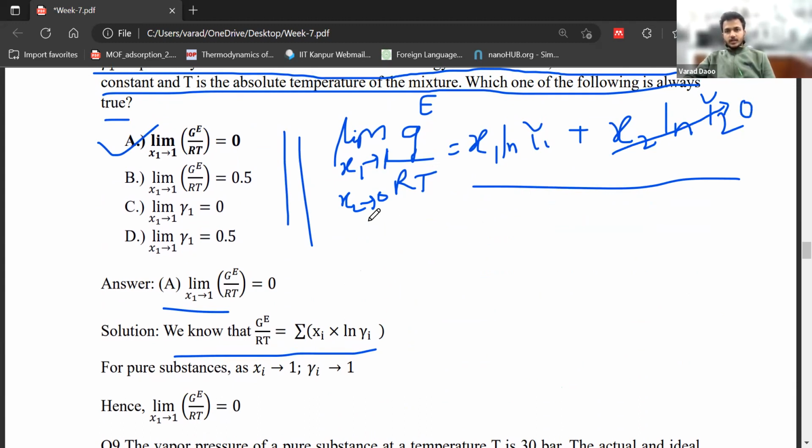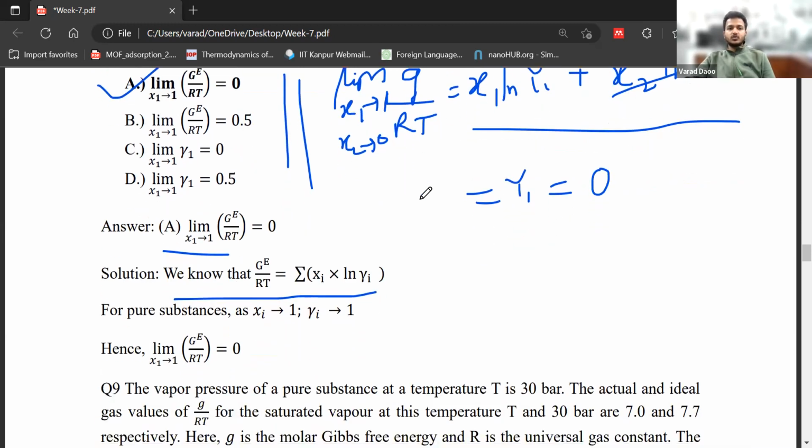And x1 is anyways going to 1. So this is nothing but ln gamma 1. But what is gamma 1 going to be? Gamma 1 is going to be 0. Why? Because as x1 tends to 1, we are going to a perfect pure component 1. That means it is going to be a pure liquid, right? For a pure substance, x1 is 1, and gamma is also going to 1, right?